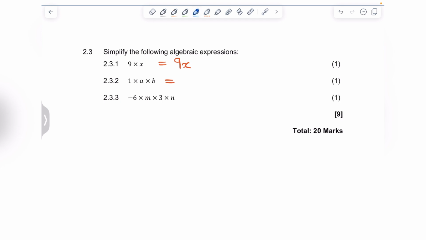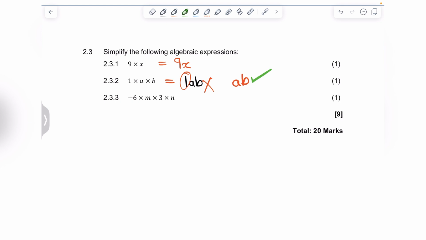Now a lot of you wrote 1ab, and I marked it wrong. Technically, what you've written is not incorrect, because it is 1 of ab, but for the sake of teaching you how to write properly, conventionally, according to algebraic convention, we should not write the 1. So this is wrong. We do not want to see the 1. The correct answer is simply just ab, and that's correct.